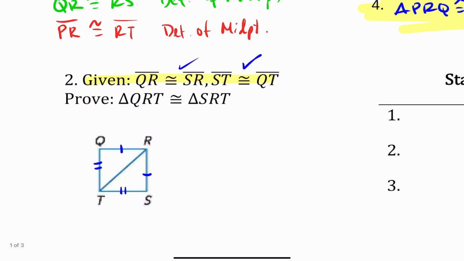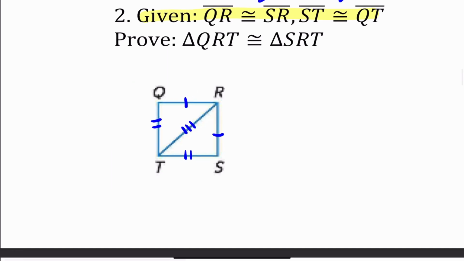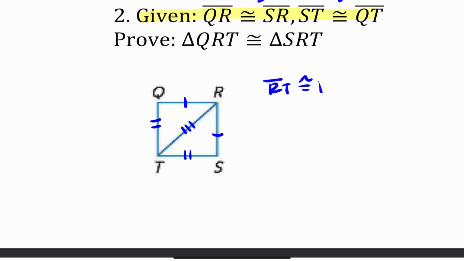Now, since I'm done with my given, I'm going to go ahead and zoom in. What do we notice? Well, we notice that these 2 triangles share this particular side. So that means that it is congruent to itself, and we call that the reflexive property. So we're going to write RT is congruent to RT by the reflexive property. Okay? So I think I have everything.